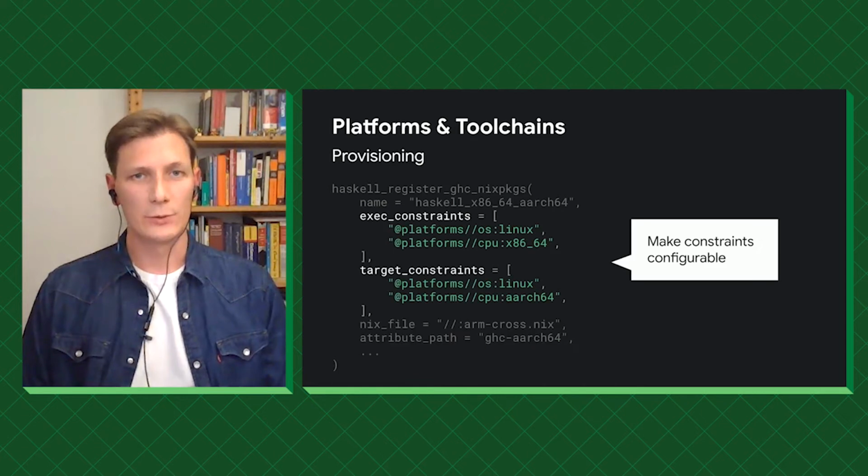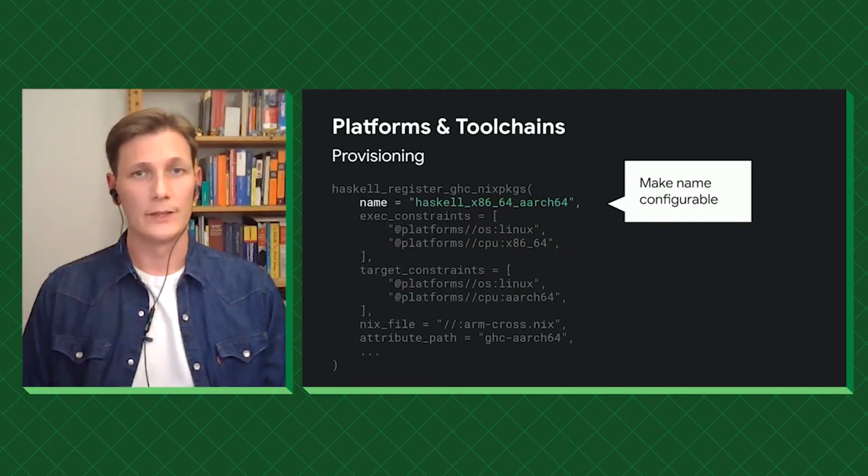Previously, this provisioning rule hard-coded the execute and target constraints. We had to make them configurable to support the cross-compilation use case. For now, we only implemented cross-compilation from x86 Linux to ARM, but in principle, a user could use Nix to import a Haskell compiler for arbitrary execute and target platforms. So we made the constraints fully user configurable. Under the covers, this function sets up multiple external repositories. We had previously hard-coded some of the names for these, but in the cross-compilation use case, we needed multiple instances of the toolchain, so we had to make the names configurable to avoid name clashes.